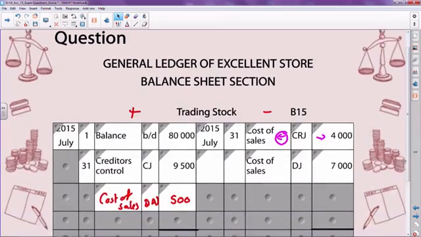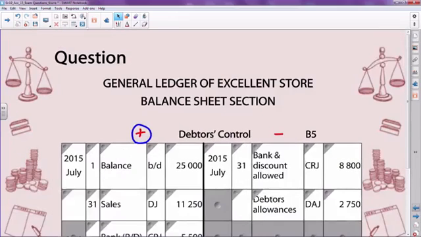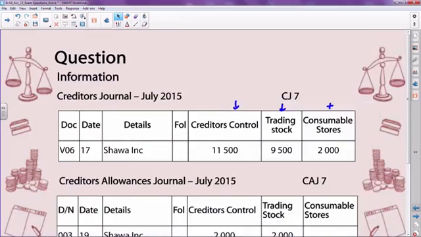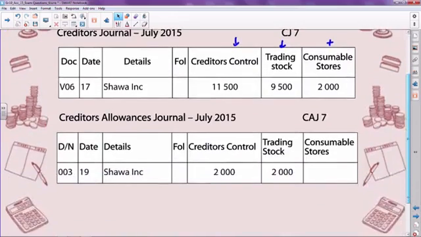And then when you go to trading stock, there it is. I already revealed it. How much trading stock did we buy? We bought in total 9,500. So therefore we have more stock now. So let's go look at your next journal, your CAJ. There it is.